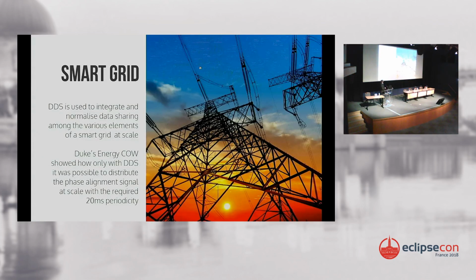Smart grids. So, if you need to align your electricity signals, you need to distribute your data within 20 milliseconds. Oh, I must not hit this cable, I think.